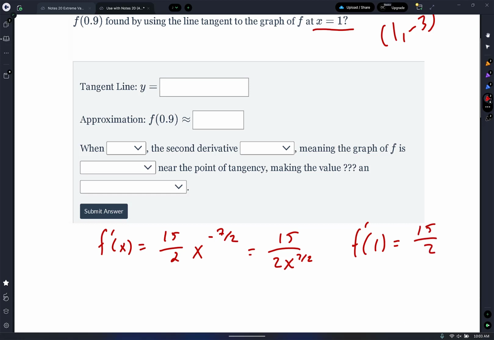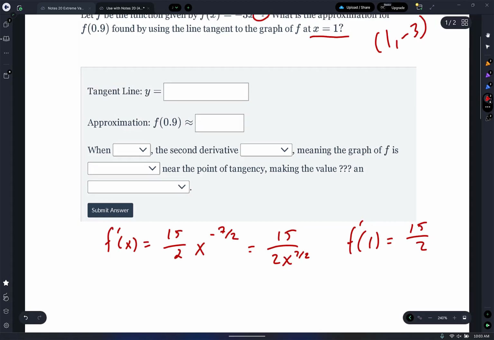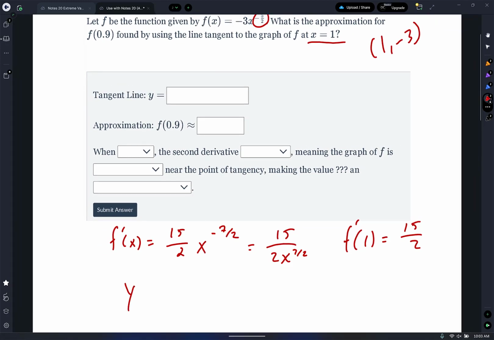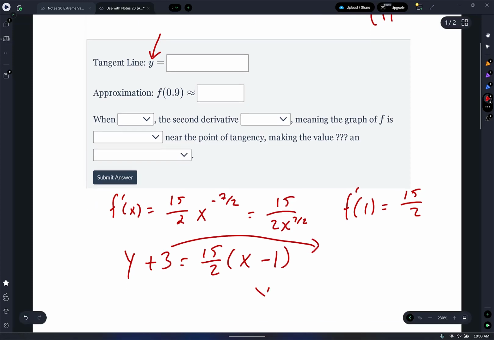Are we still all right? All right, so there's my slope. So here's my tangent line. I'm going to write y plus 3 equals 15 over 2, parenthesis x minus 1. Obviously, it doesn't say y plus 3 there. It just says y. So just move the 3 to the other side. That's the easiest way. You don't have to distribute anything, guys. As a matter of fact, I wouldn't distribute anything. 15 over 2, x minus 1, close it, minus 3.